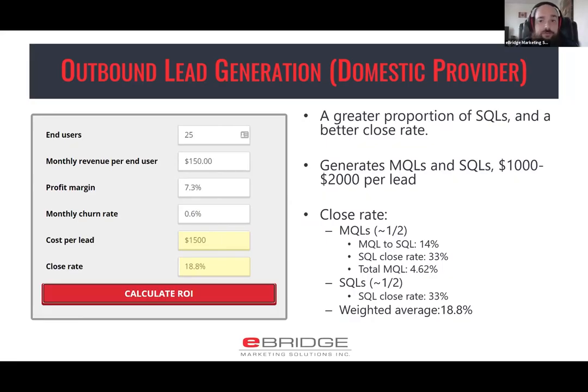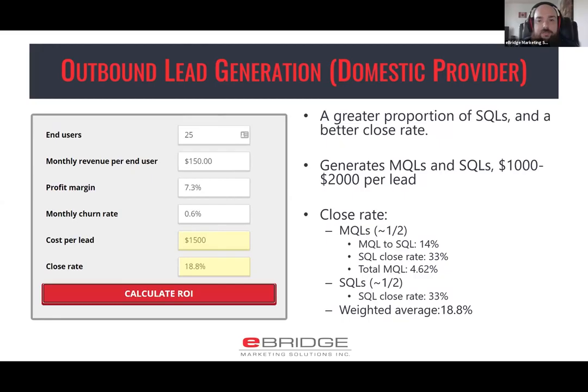Of course, if you're using domestic labor and you're in North America, it's going to be more costly to do this because the labor is going to be more expensive. So, generally speaking, leads generated from this method, you're probably paying $1,000, $2,000 per lead. It's certainly not cheap. It will vary quite a bit, but that's a reasonable range.